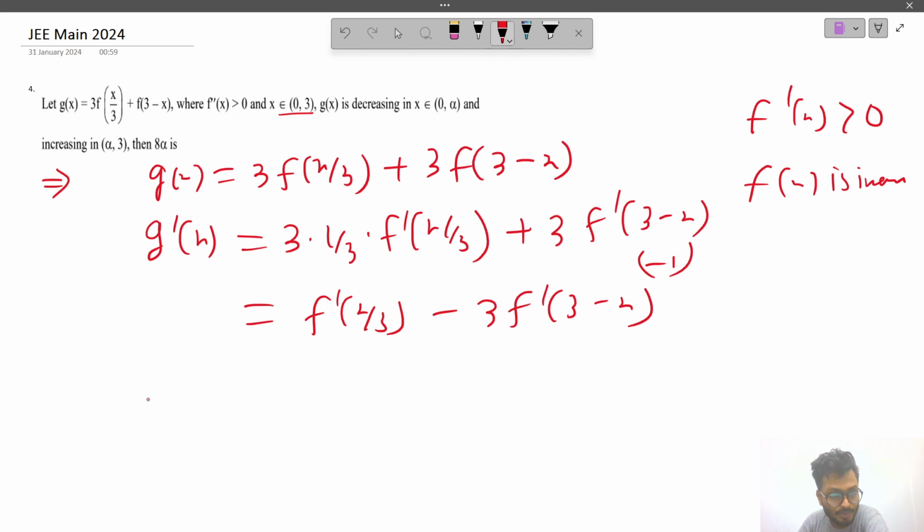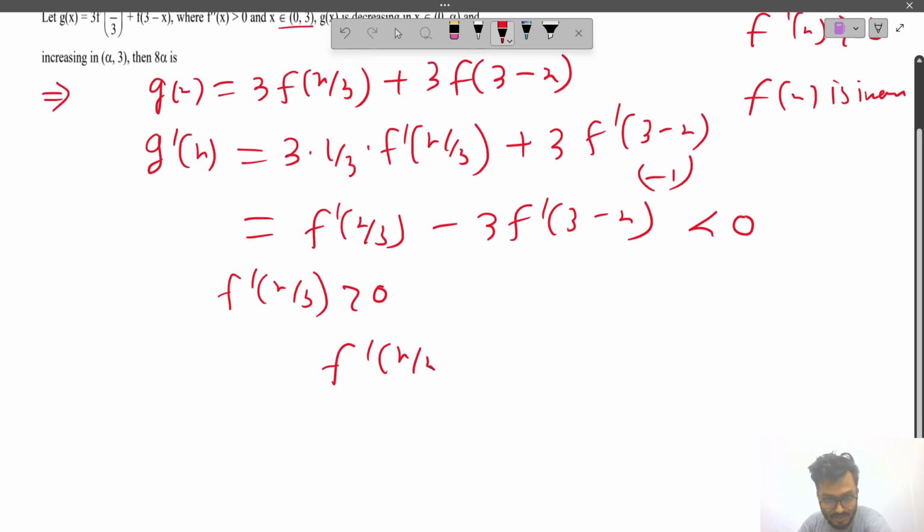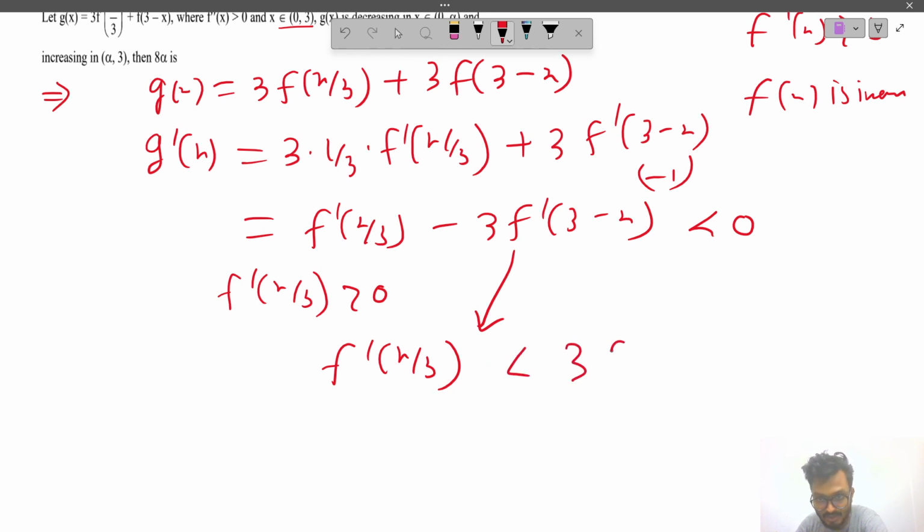Now what do we know? We know that f'(x/3) is greater than 0, and g(x) is decreasing, so g'(x) is less than 0, right? So from this equation, f'(x/3) is an inequality. What we get? f'(x/3) less than 3f'(3 - x), right? So these things we get.